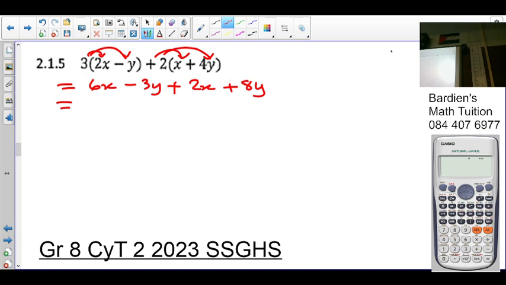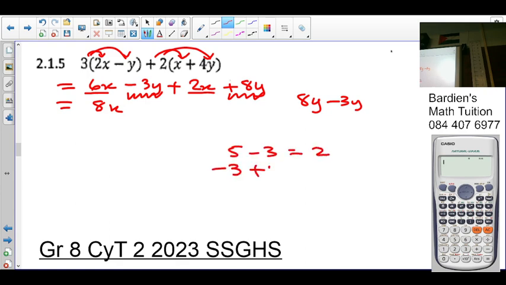So what do I do now? I look for like terms. 6x plus 2x? 8x. Minus 3y plus 8y is the same as 8y minus 3y. Okay. What is 5 minus 3? 2. Which is the same as saying minus 3 plus 5, which is also 2. You guys understand? So what is minus 3y plus 8y? Positive 5y.